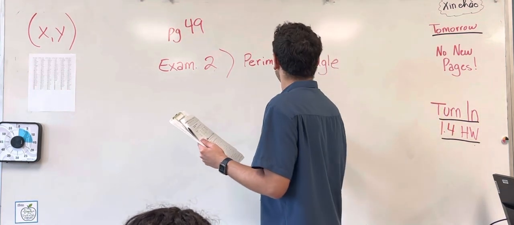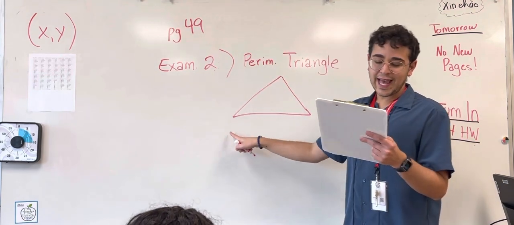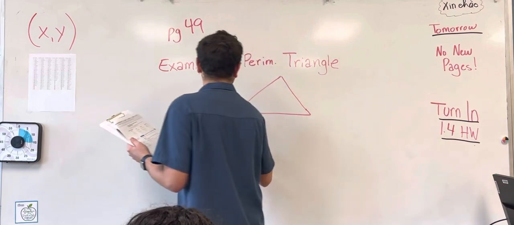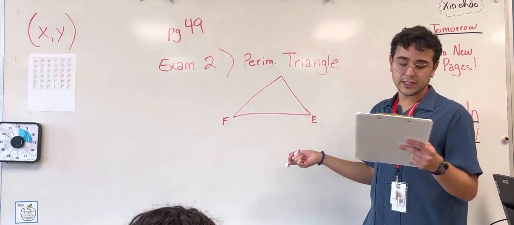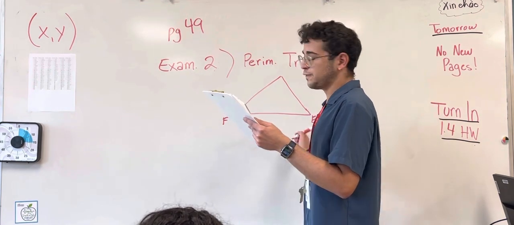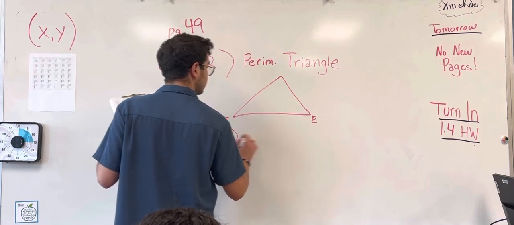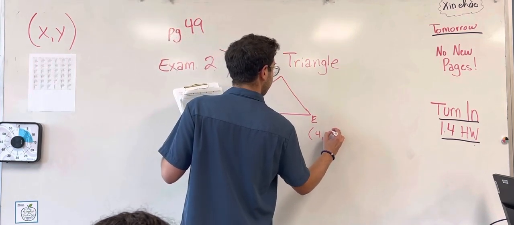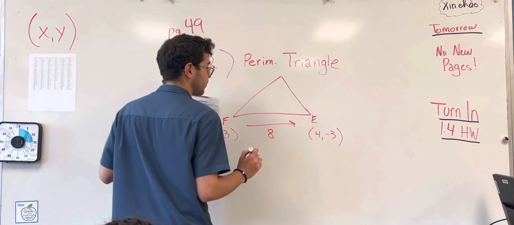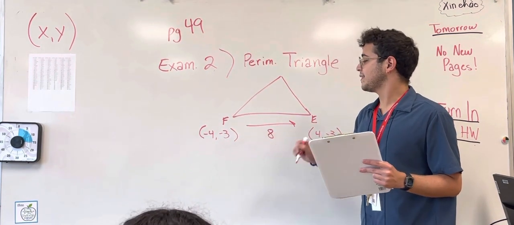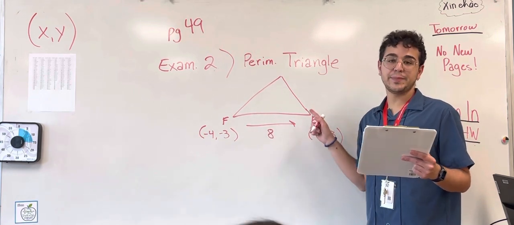Here we have something that looks like this. Because F to E is a straight line, all you have to do is count. So from -4 to 4, that is a total of 8 spaces. So we have the bottom length is 8 units.